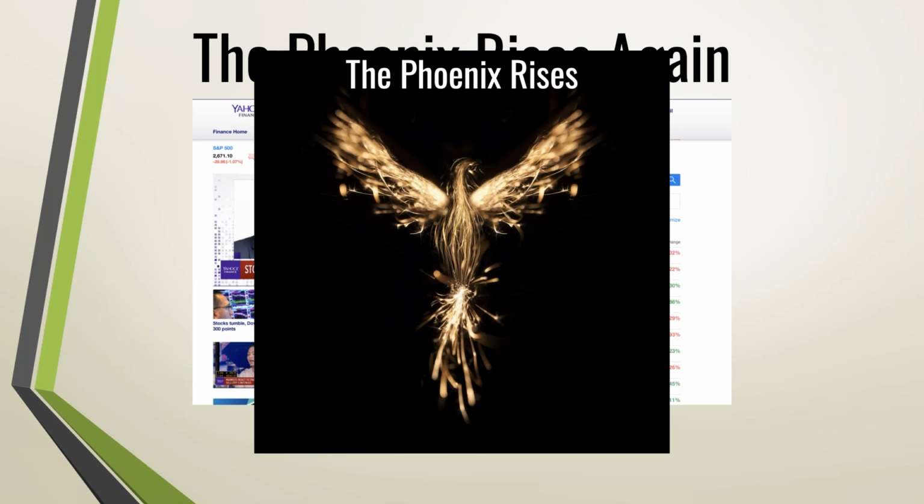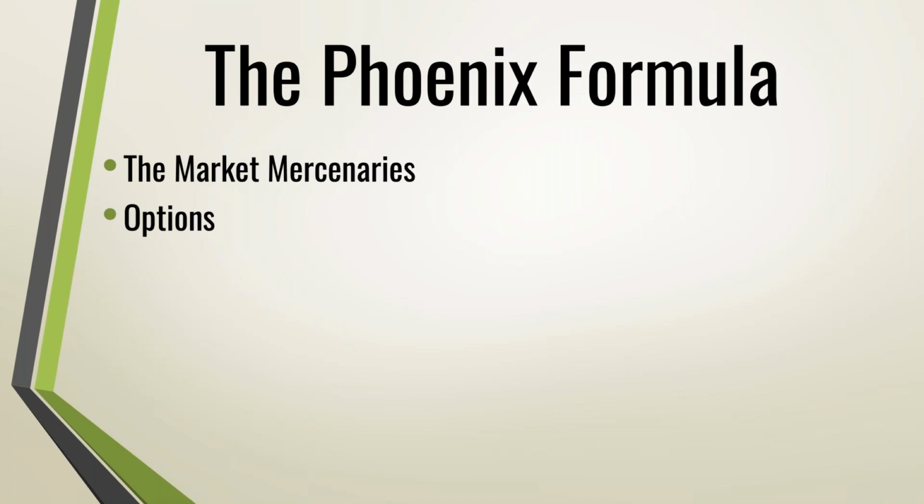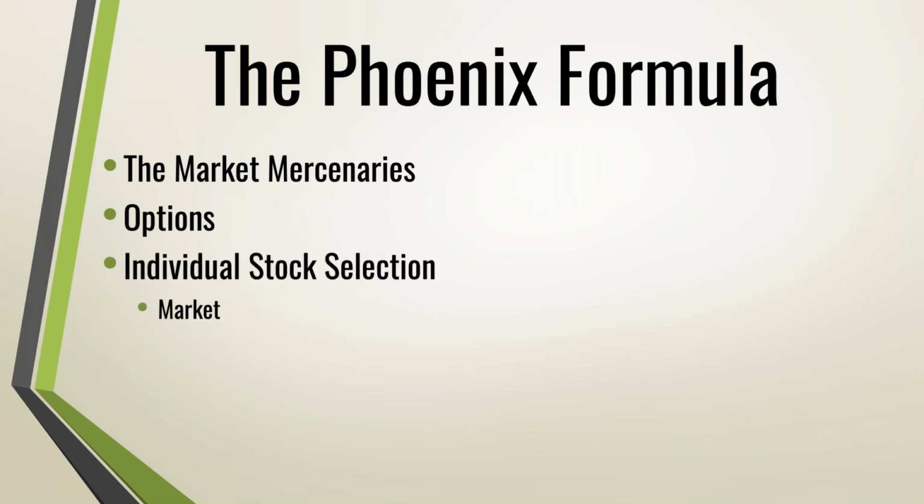I said I wouldn't do this presentation unless we actually had a Phoenix rising again. Let me take you through the formula, because this is what I said hasn't changed. While we switched from stocks to options, the one thing that remains constant is what goes into the Phoenix letter and why it's so successful. And there's three things: the market mercenaries, options, and individual stock selection, which includes market, momentum, and reward.